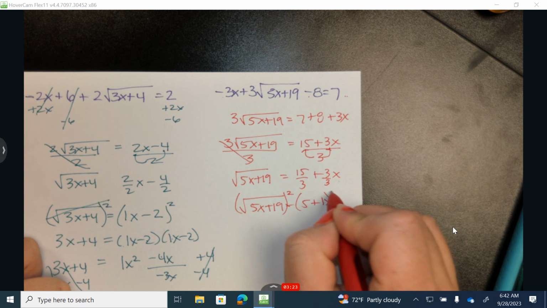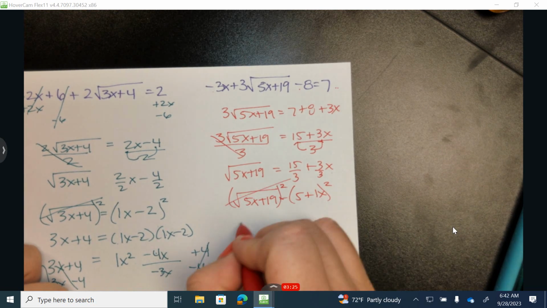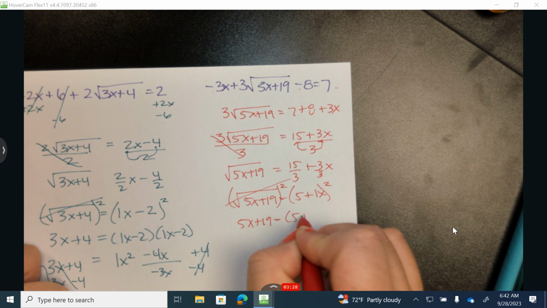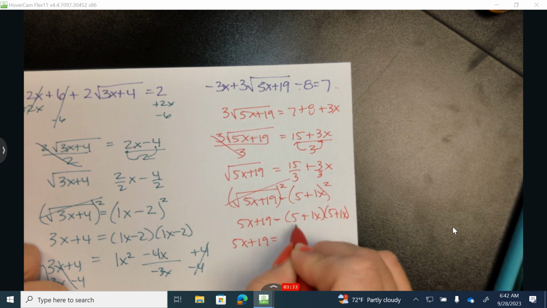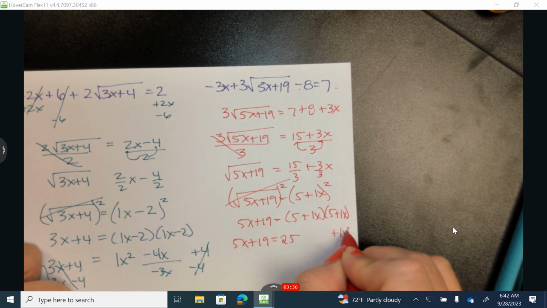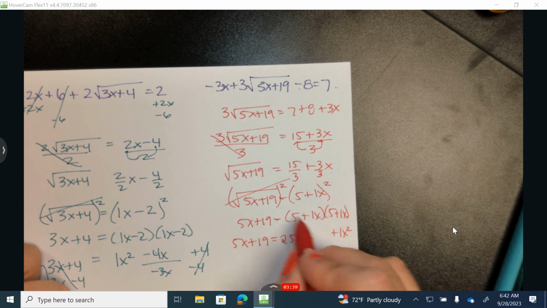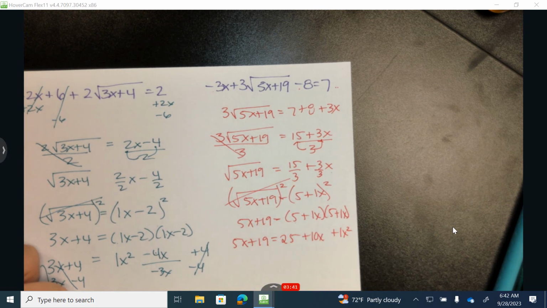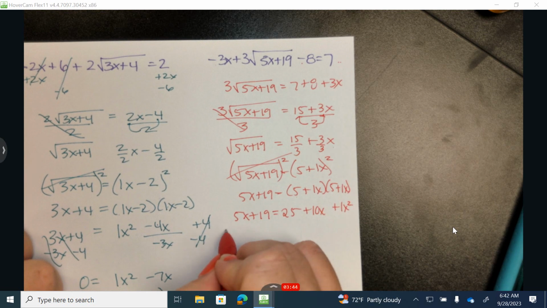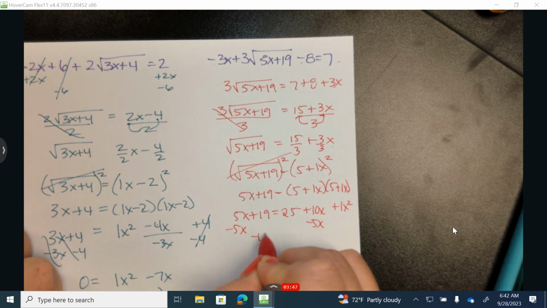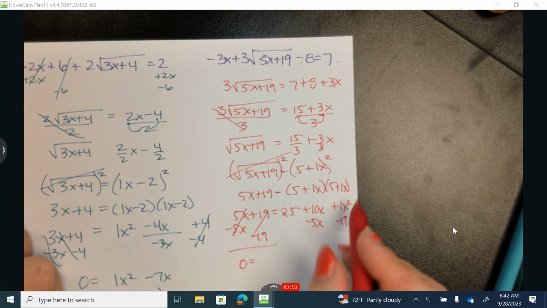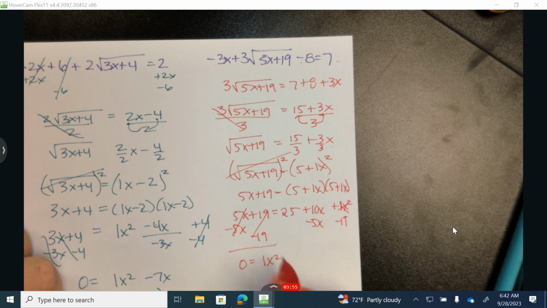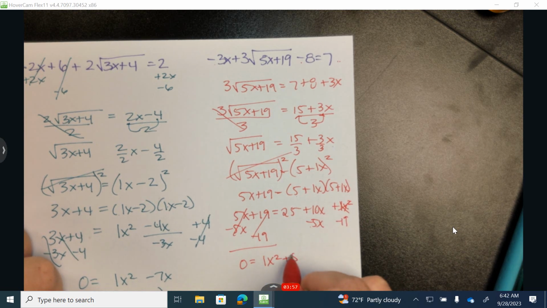And now to remove the square root, I'm going to square both sides. 5x plus 19, I need to write this down twice. Multiplying the fronts, multiplying the backs. Now the inside, 5x plus 5x is 10x. Let's move everything to the side that has the x squared. So inverse operation, in this case I am subtracting 19 and subtracting 5x. 0 equals, of these terms I have 1x squared, standard form. 10 minus 5 is 5. 25 minus 19 is 6.